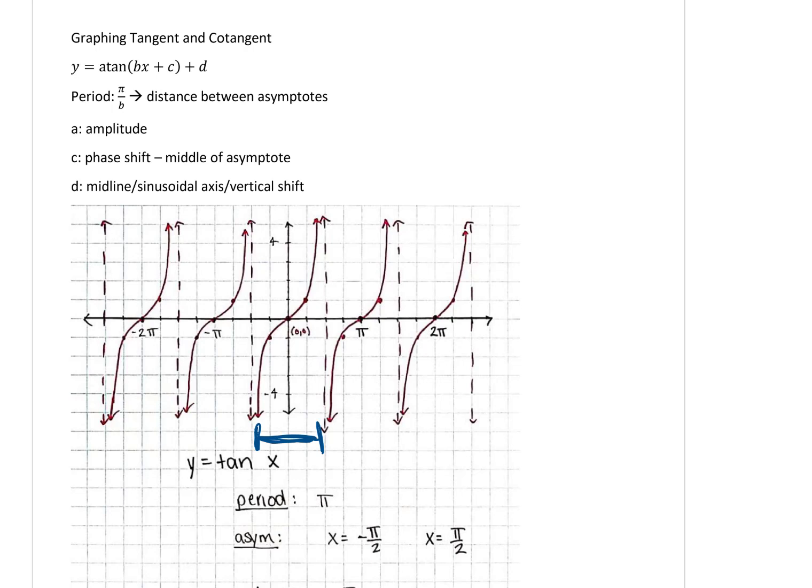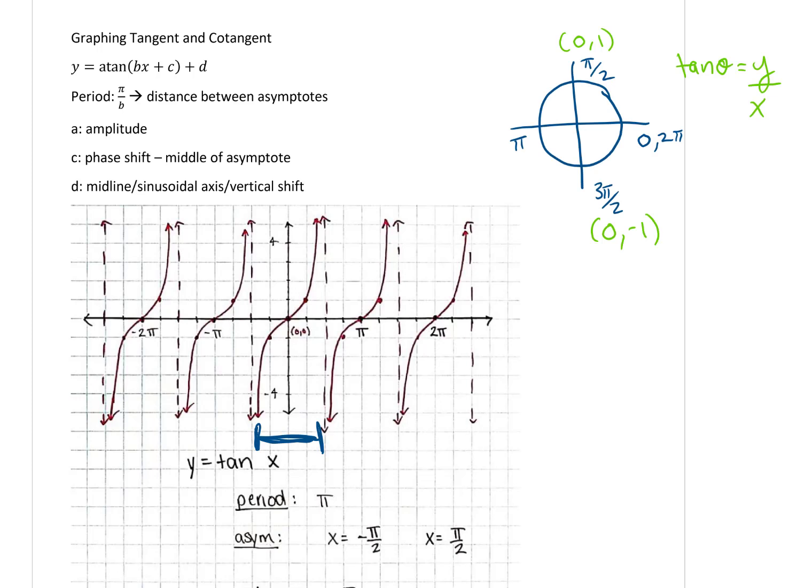Each asymptote is created based on the ratio of y over x from the unit circle. So anytime we have a y value over an x value where the x value is 0, specifically on the unit circle along the y-axis at pi over 2 and 3 pi over 2, the y values in those two spots are 1 and -1, and the x value is 0. It creates an undefined ratio. That undefined ratio represents our asymptotes.